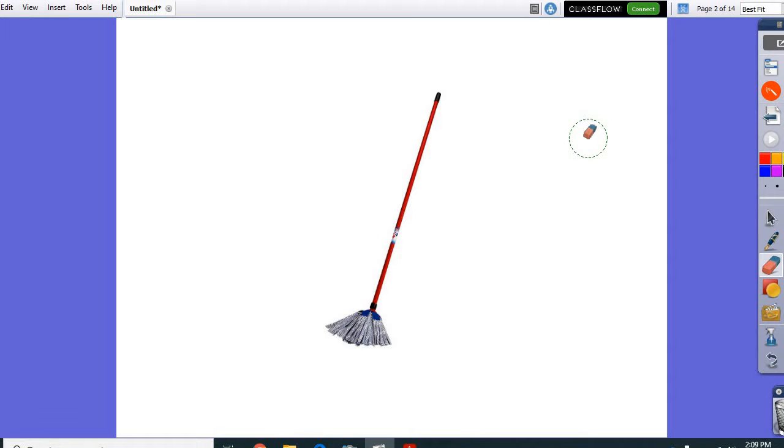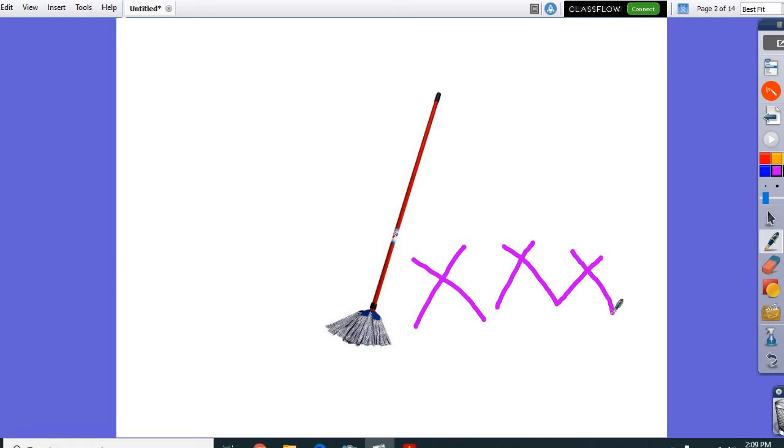Alright, so what is that? Yeah, it's a mop. Let's talk about how many phonemes, or how many sounds, we hear when we say the word mop. So we're just going to do it one sound at a time. M. There's one sound. Ah. P. I heard 3 sounds in the word mop, so it has 3 phonemes.